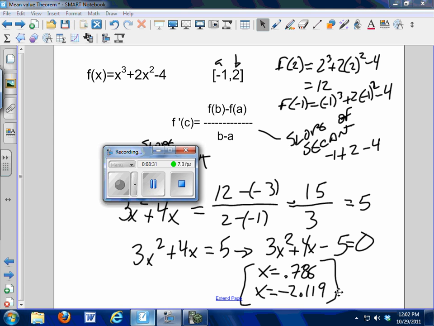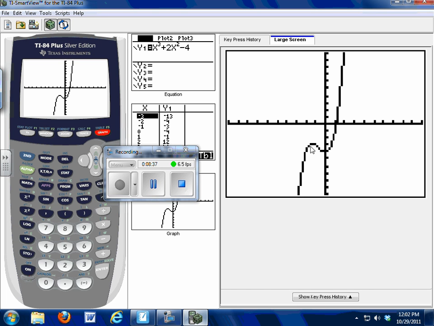Okay, this negative 2.119, it's not in my interval, right? So that doesn't make any sense whatsoever. So if I go back to my graph right here, there's negative 1. Pretend I'm drawing a line. There's 2. So you can see right here, my tangent line is going to be parallel there. It probably would happen again over here someplace. Right? I could draw a tangent line probably at about there, and it would be parallel to this secant line, but it's not in my interval.